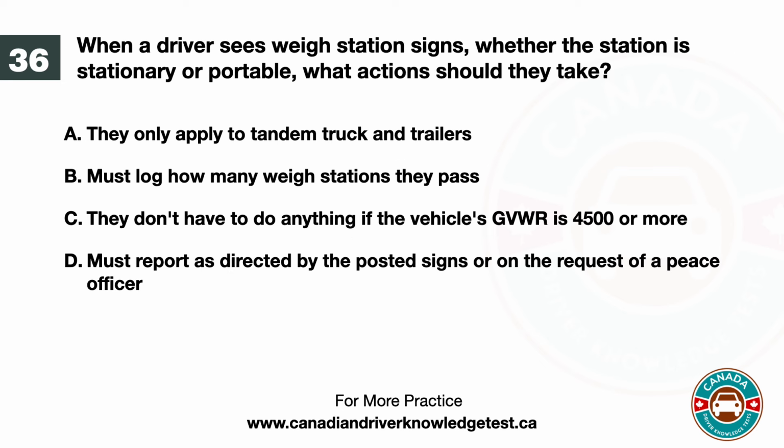Question 36. When a driver sees way station signs, whether the station is stationary or portable, what actions should they take? A. They only apply to tandem truck and trailers. B. Must log how many way stations they pass. C. They don't have to do anything if the vehicle's GVWR is 4,500 or more. D. Must report as directed by the posted signs or on the request of a peace officer. The answer is D. Must report as directed by the posted signs or on the request of a peace officer.